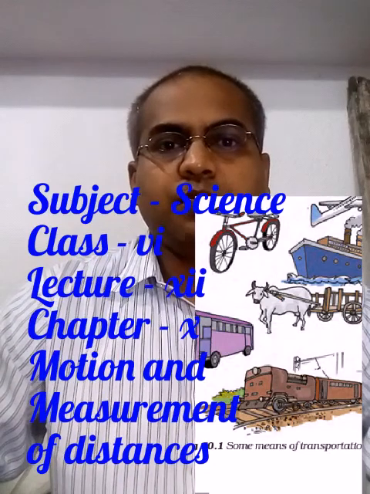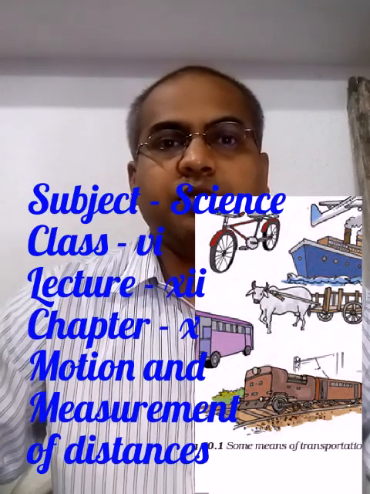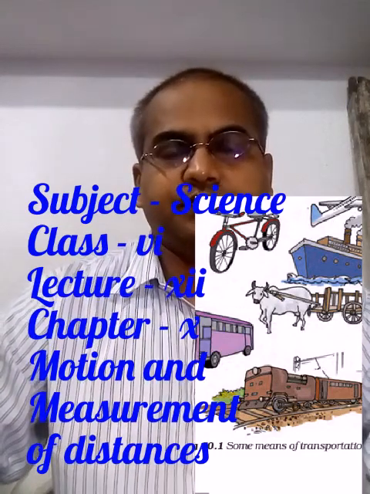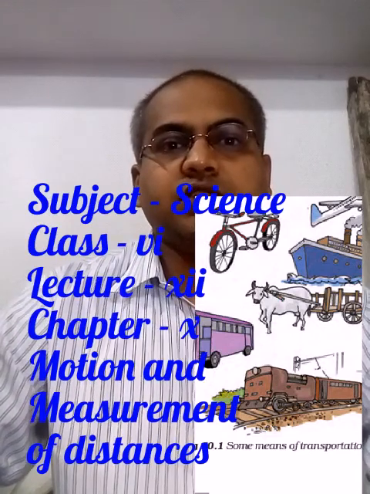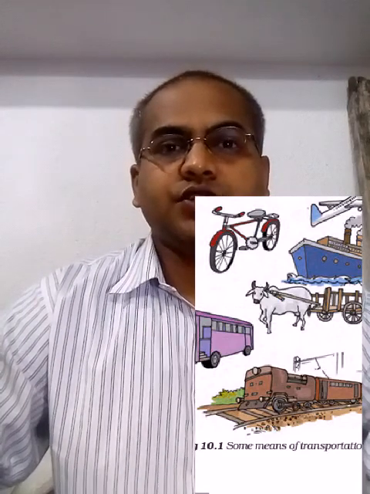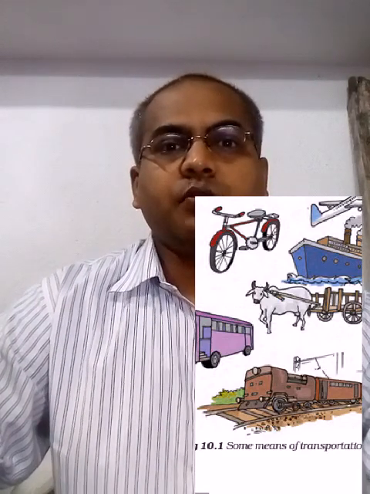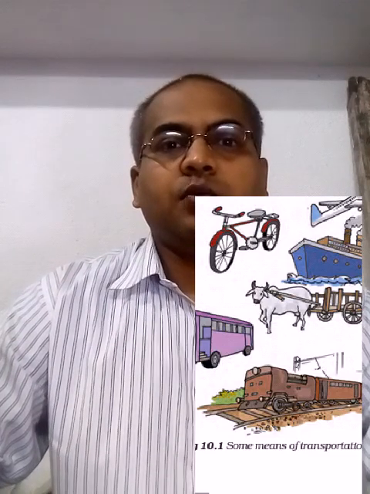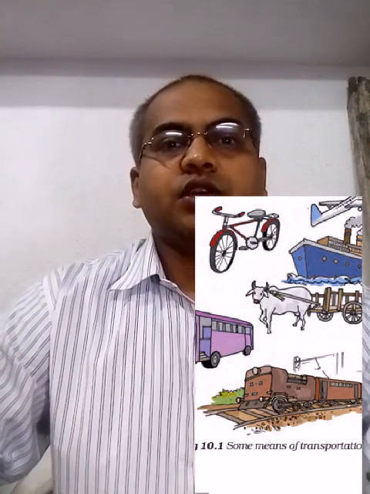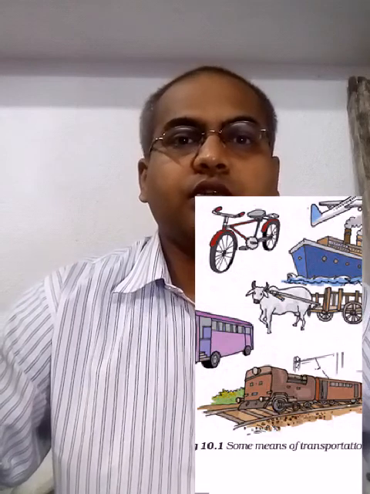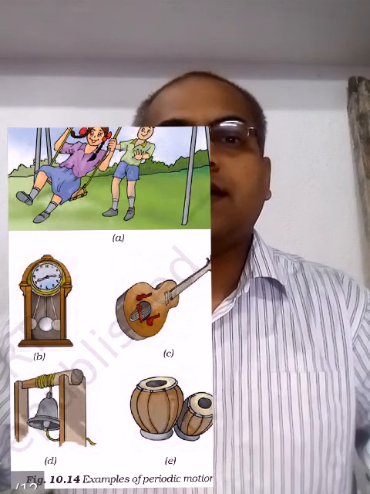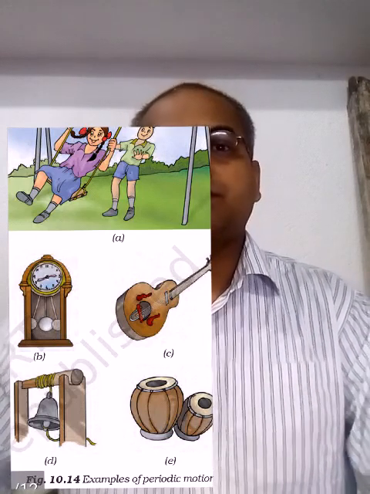Today we are going to discuss chapter 10, that is motion and measurement of distances, the remaining part of the types of motion. Before that, in the previous lectures we had already covered the different topics of chapter 10, that is history of transport, measurement of distances, motion, rest, types of motion, that is rectilinear motion, curvilinear motion, which together we call linear motion. Then we discussed circular motion, under that revolution and rotational motion.